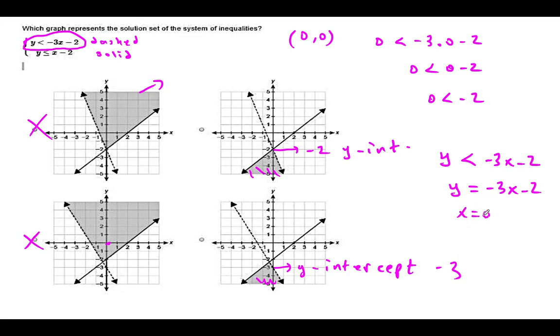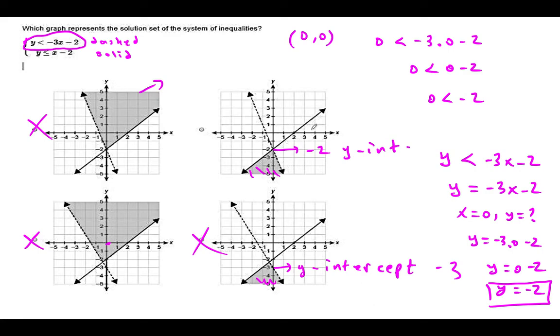When x is 0, what is y? So y is equal to negative 3 times 0 minus 2, so y is equal to 0 minus 2. Y is equal to negative 2. So is it negative 2? No, so this cannot be a solution. Is it negative 2? Yes, this is a solution. It's finished. So that is the elimination method.